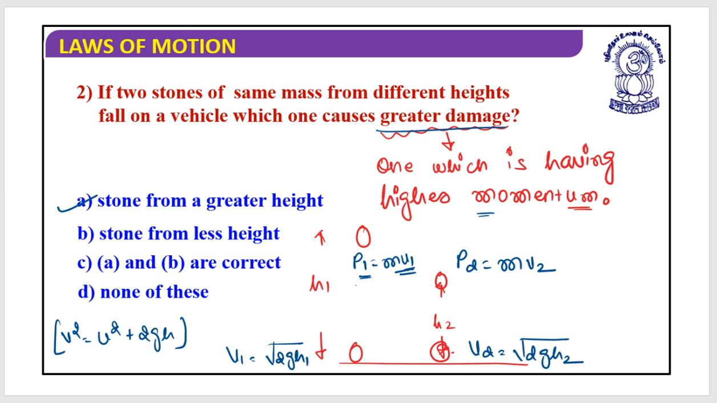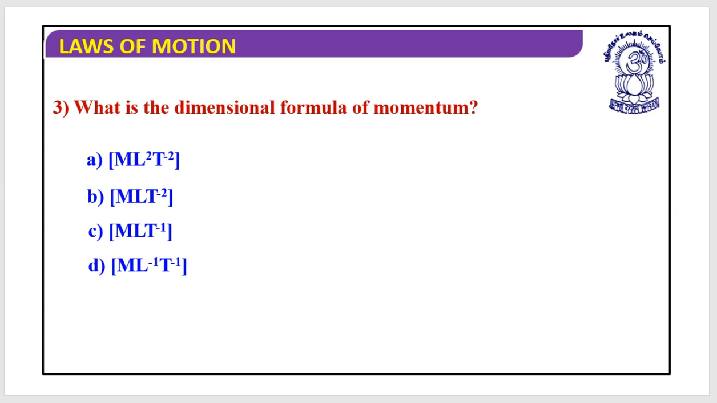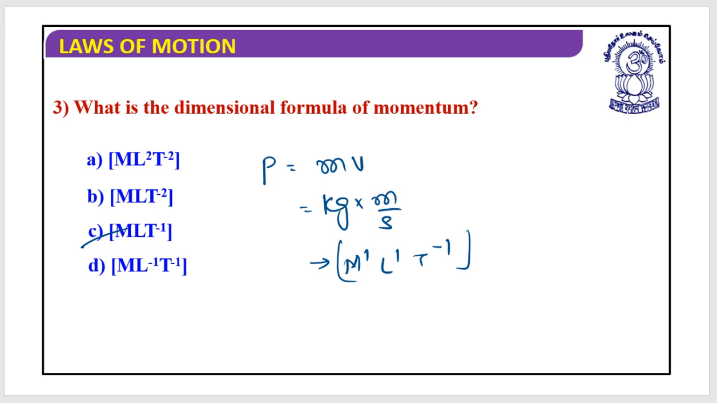Great. Let's have a look at the next question. What is the dimensional formula of momentum? P equals mv, which is kg into meter per second. So this can be written as M^1 L^1 T^-1. Is it clear? Yes.